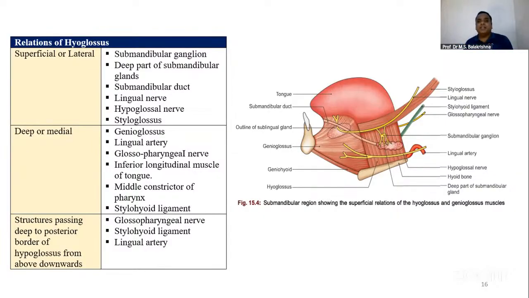So based on the relations, this question is framed. Superficial or the lateral are submandibular gland, deep part of submandibular gland, submandibular duct. Deep or medial are genioglossus, lingual artery. The structures passing deep to the posterior border of hyoglossus, above downwards, are glossopharyngeal nerve, which you are seeing in the diagram also, styloid ligament, the green color one, and the lingual artery, the red color one in the diagram. So learn this diagram and correspondingly read this thing.